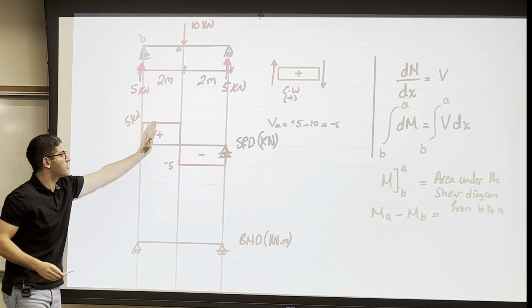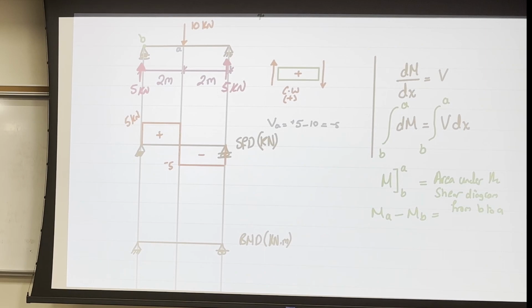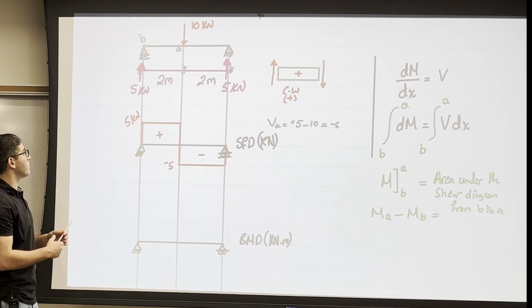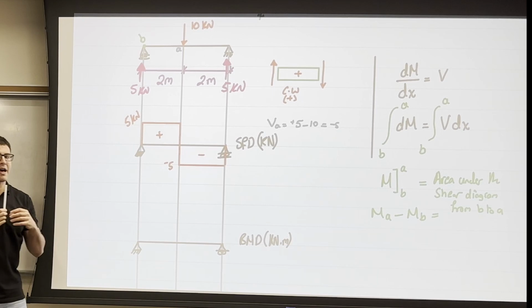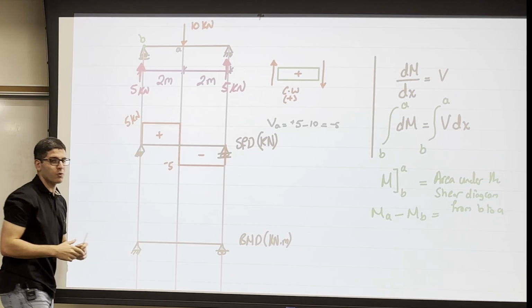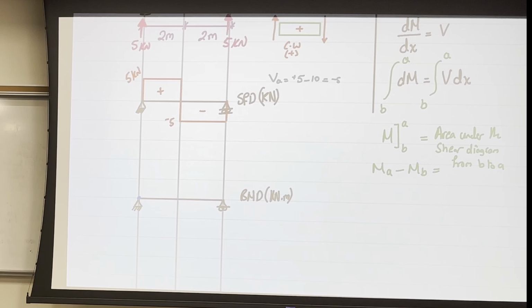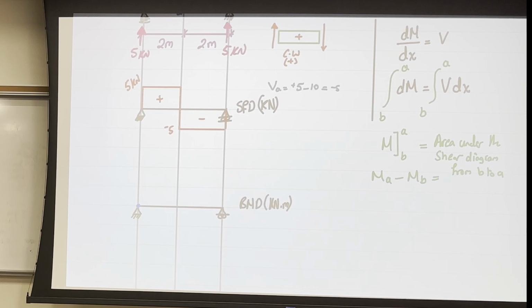So let me start by drawing the moment diagram. At the very first point, the moment here is equal to zero. The reason why is that I don't have any concentrated moment here. If I don't have any concentrated moment at the ends, that means the moment at the end will be zero. So at the end here, I do have zero. So now for MA, let me put the calculations.